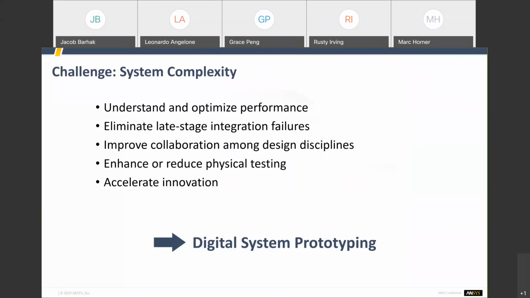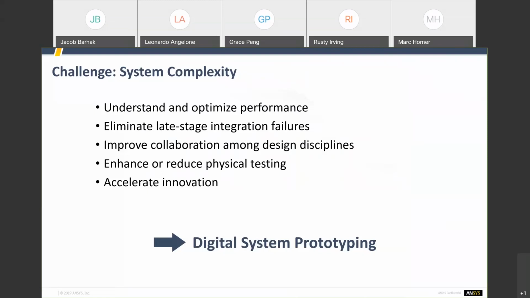We also want to improve collaboration among design disciplines, so we're not operating in a bubble, and so that the fluids engineer is speaking and working with the mechanical engineer, who is speaking and working with the electrical engineer, and similarly for the embedded software engineer, et cetera. We want all these different disciplines that speak different languages to be able to work together. Through modeling and simulation, we're also hoping to accomplish the goals we've been used to for a very long time, which are reducing physical testing and accelerating innovation.